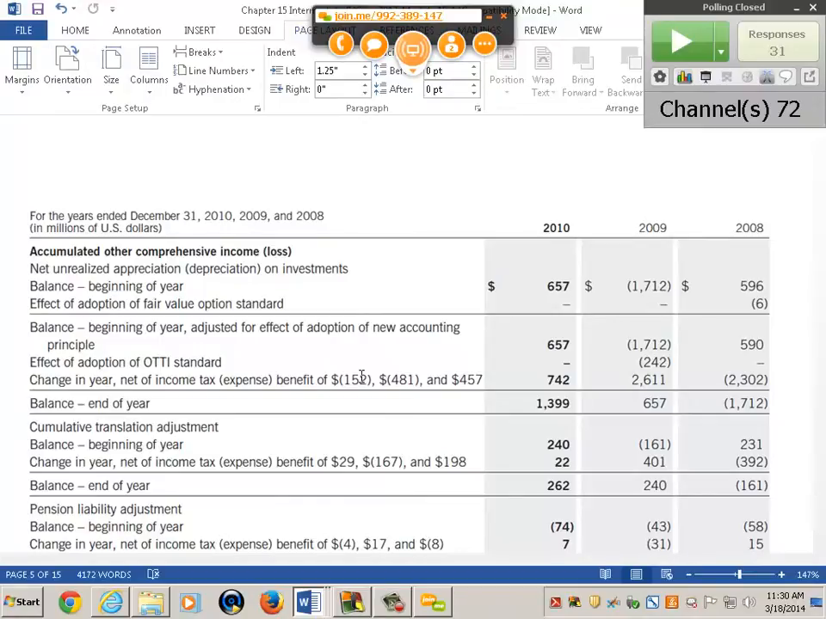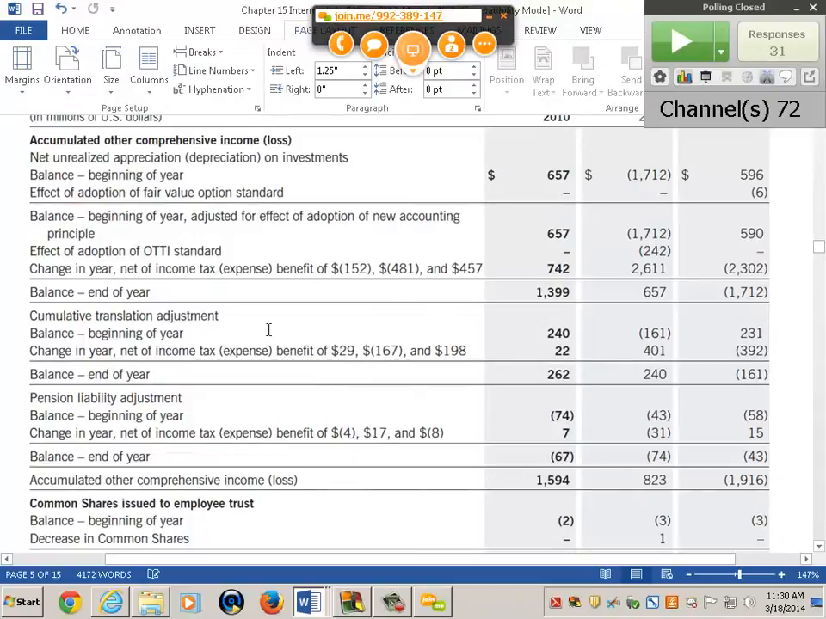$742,000. On the translation, on the foreign currency, there's a loss of $392,000, a gain of $401,000, a gain of $22,000. So the numbers are all over the place. It's extremely volatile, and that's one of the reasons why we keep it off the income statement. And the same thing is true with the pension adjustments.